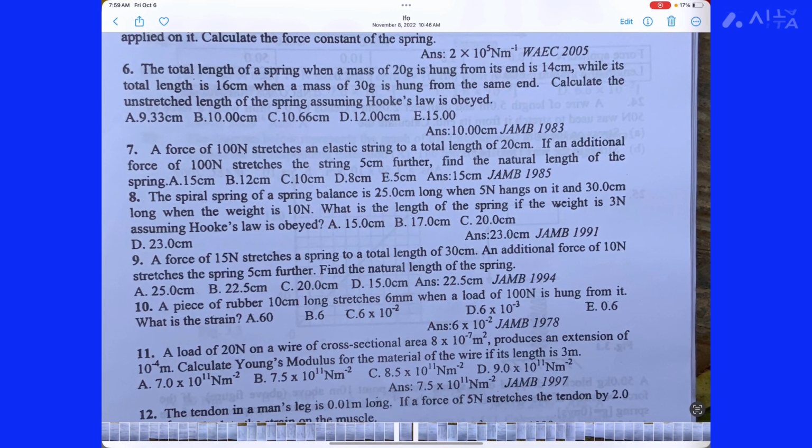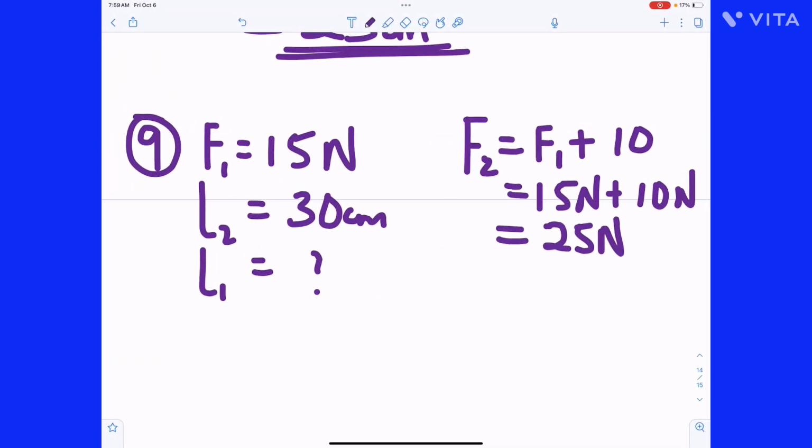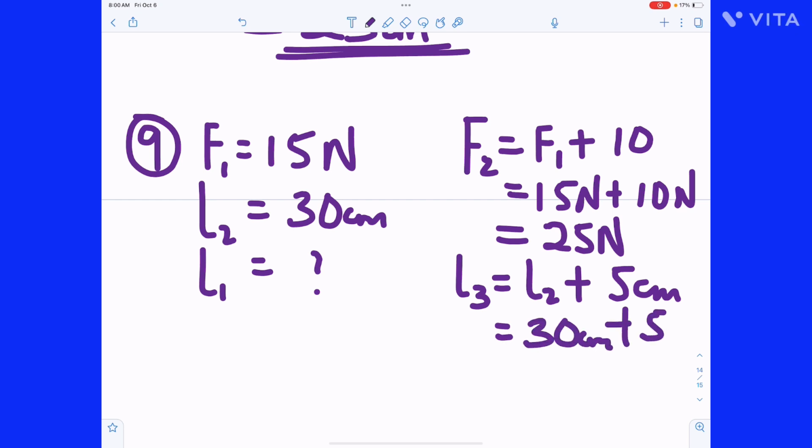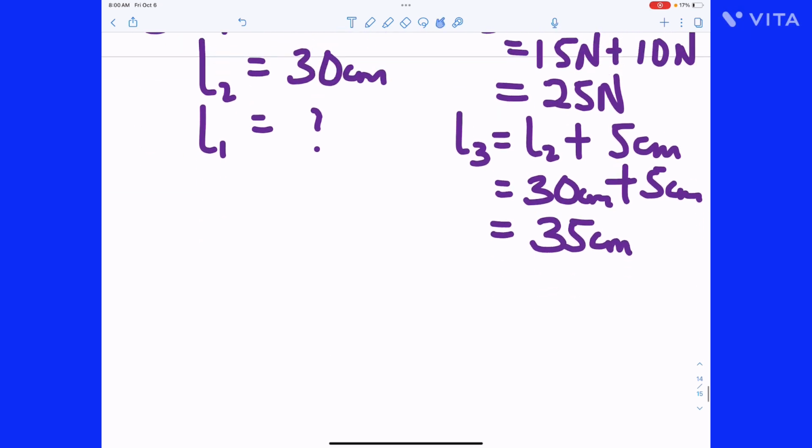An additional force of 10 newtons stretches the spring 5 centimeters further. In this case too, 5 centimeters further means our final length here is just L2 plus 5 centimeters. Just the previous final length plus another 5 centimeters. Are you getting what I'm saying? So that gives us what? That gives us 30 centimeters plus 5 centimeters. And that's what? 35 centimeters. So our L3 is 35 centimeters.